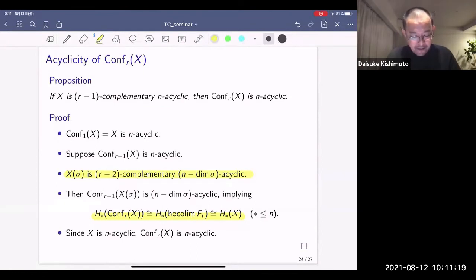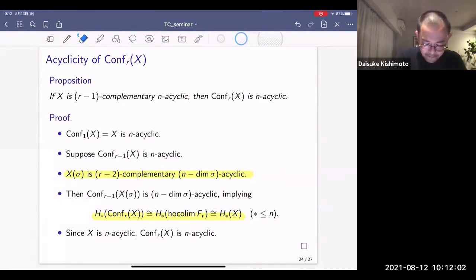All right, so the definition of the (r minus 1)-complementary and n-acyclic complexes is just to guarantee that we don't have to compute the spectral sequence actually. So I think you can find a better condition to get the homology or acyclicity of Conf_r X instead of the (r minus 1)-complementary and n-acyclic complexes. But this is just a first step. Okay, so this completes the proof of the main theorem.